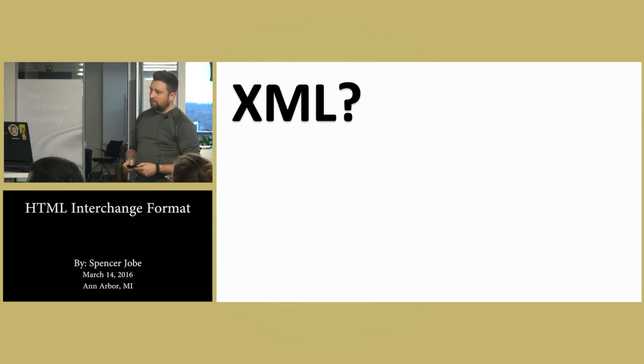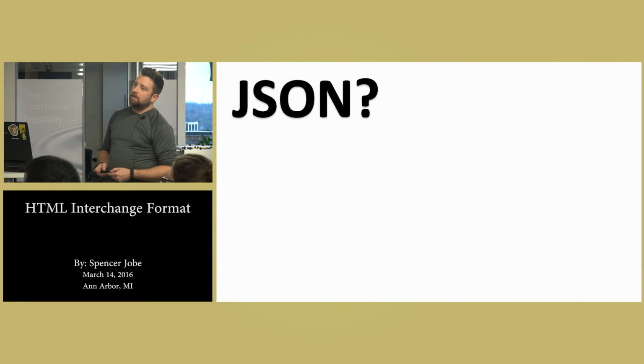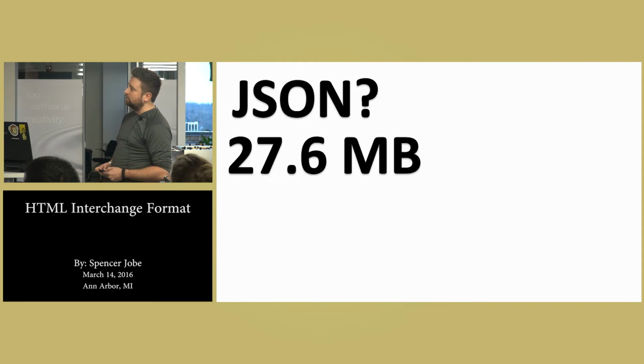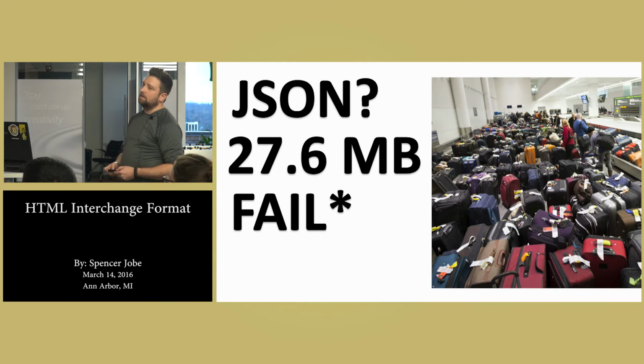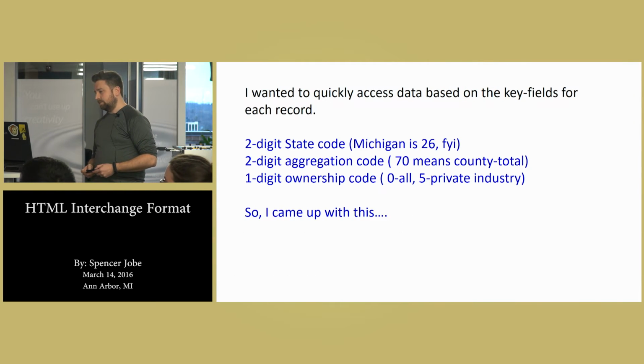So was XML performant? Well, what do you think? No. What about JSON? Was it performant? Well, sticking with the traditional JSON format, I ended up with a 27.6 megabyte file. Fail. But as it turns out, the numbers don't lie. If you're clever with JSON, you can actually get it to be much more performant. And we'll cover a little bit more on this later.